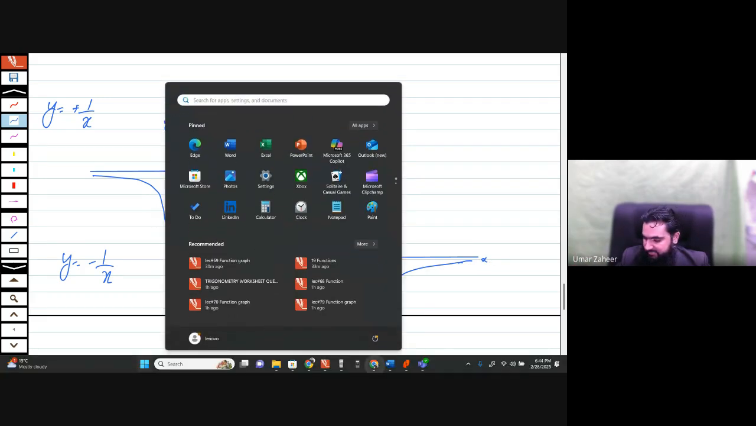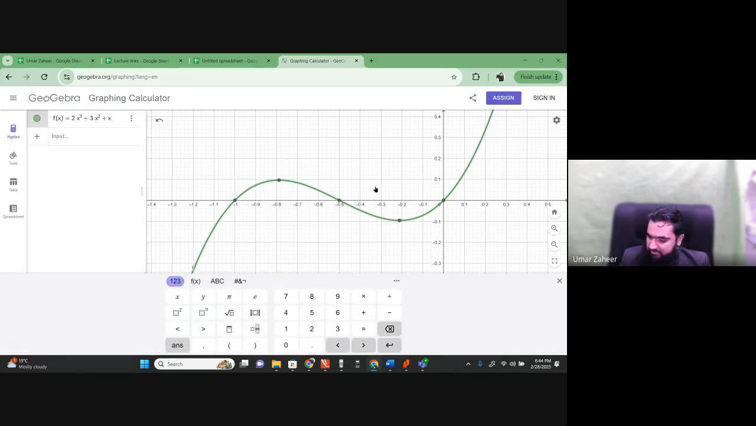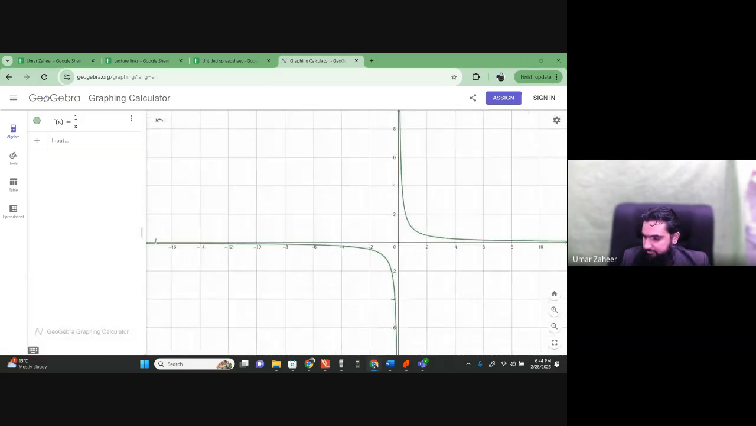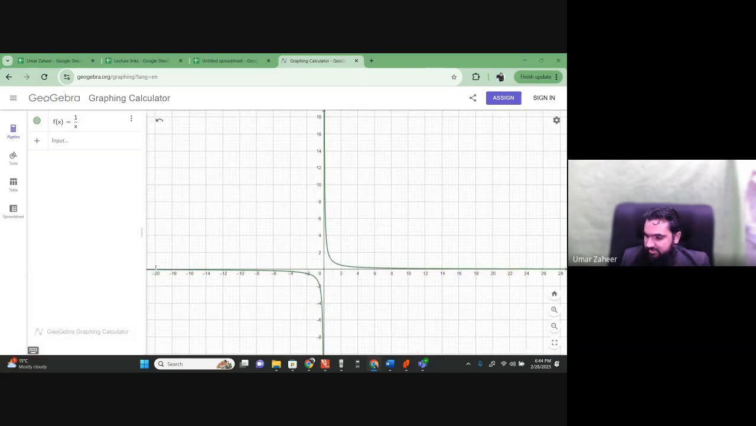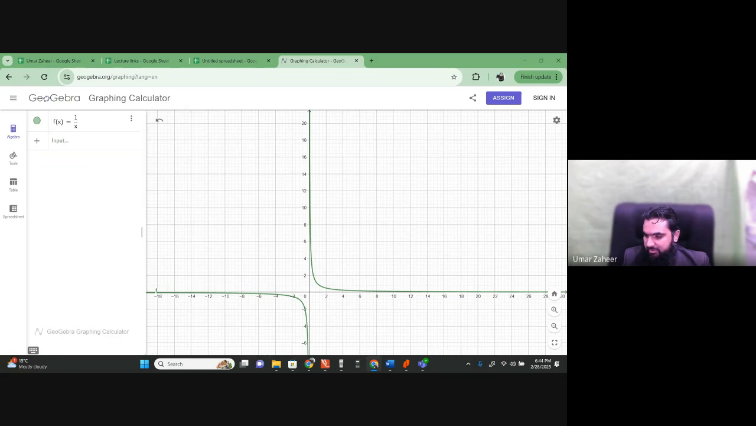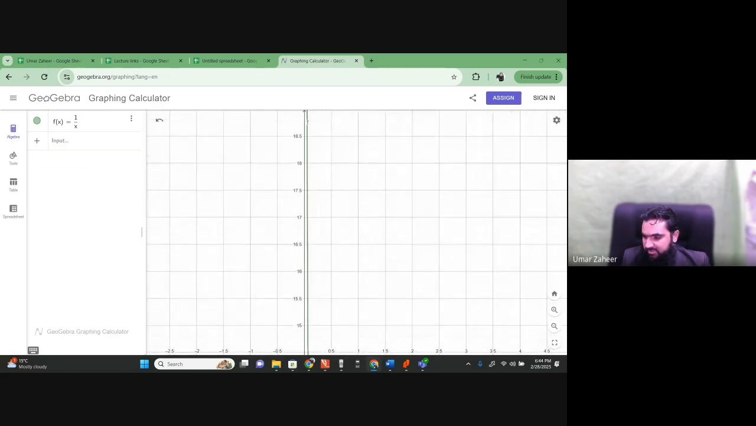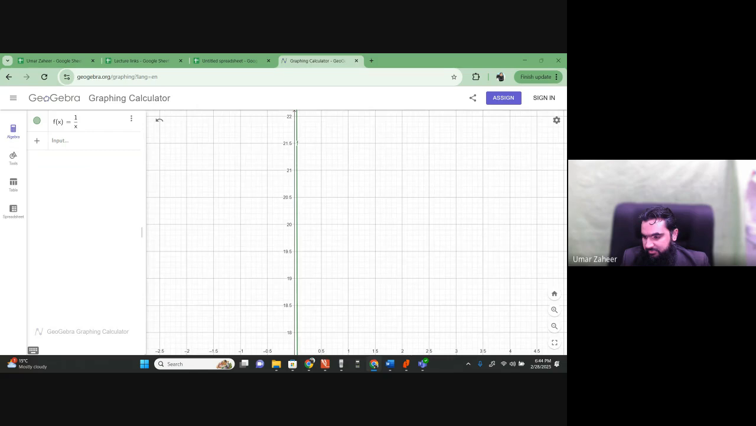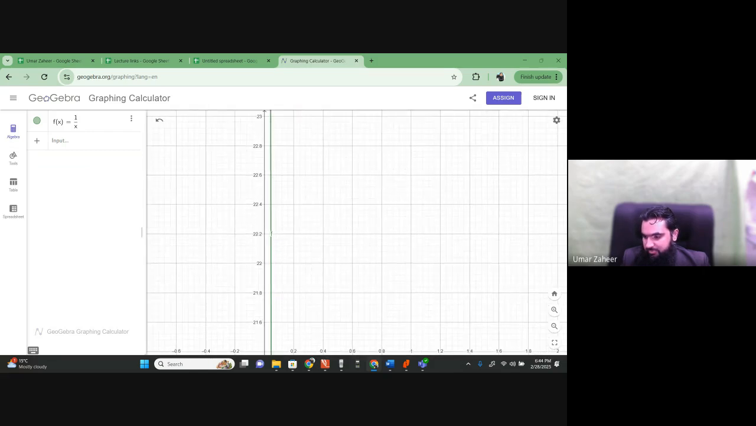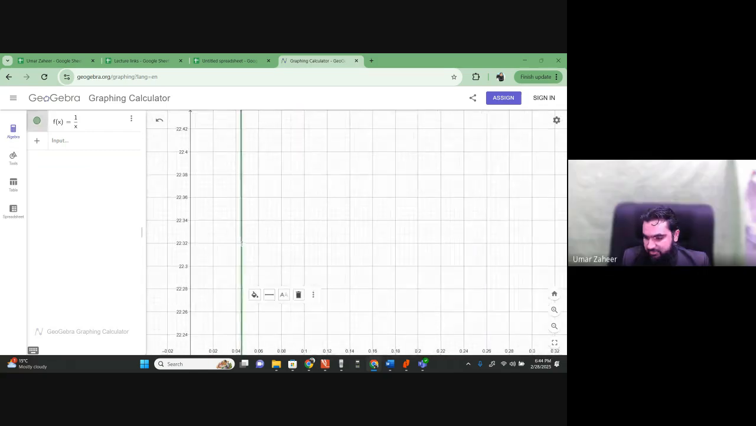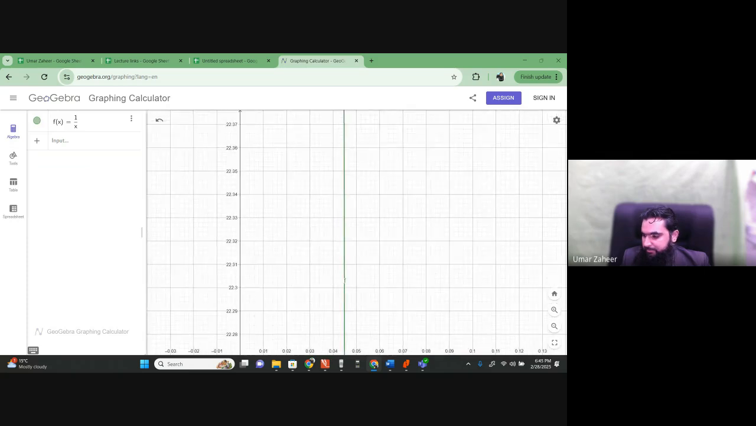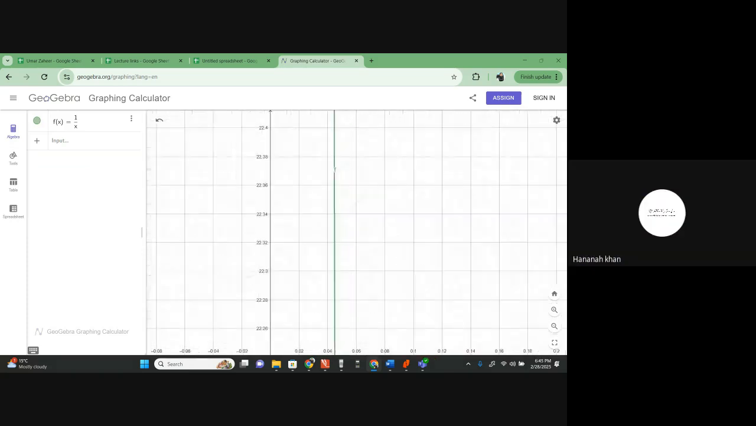I will show you. For example, if I'm going to take a graph 1 divided by x. Look at here. It is in the first quadrant, and if you zoom in, look at here, there is a separation. You zoom in more, there is still a separation. Got it?